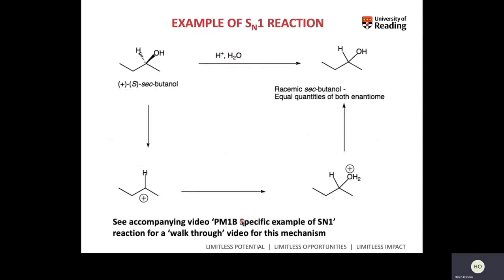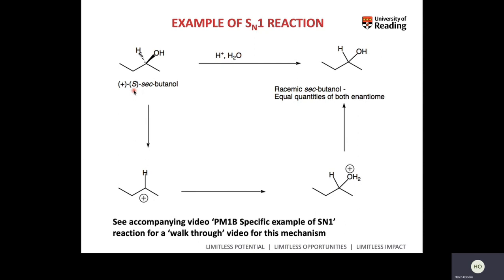So I've got an example here of an SN1 reaction where we're going to see it applied to a specific example. So remember, the one that I had before was generic. It could apply to any substrate that can undergo an SN1 reaction. What we're now doing is looking at a specific example. And the example we have, we're told that we've got this molecule here, and it's in a single isomeric form, a single enantiomer. It's in the S enantiomeric form.